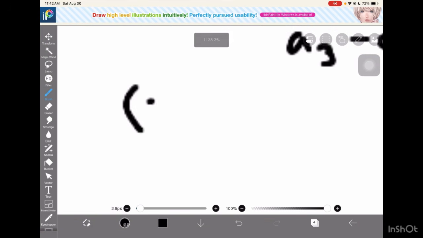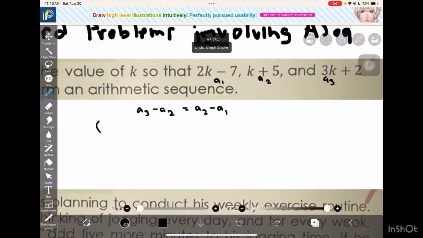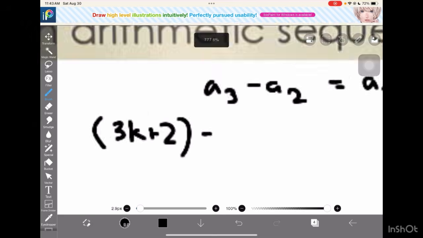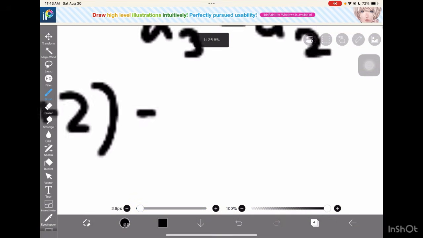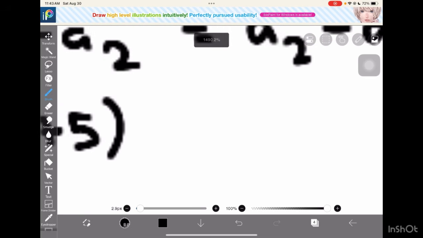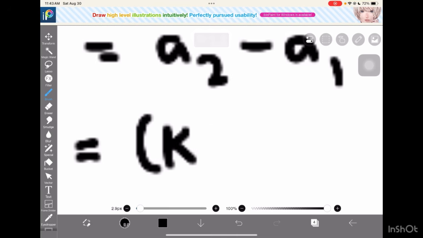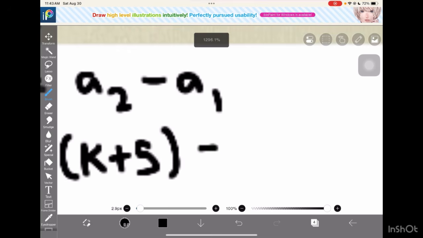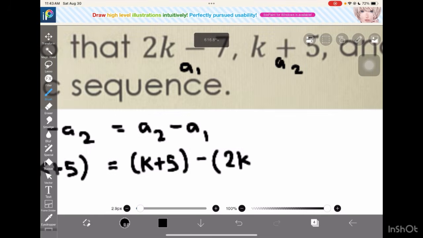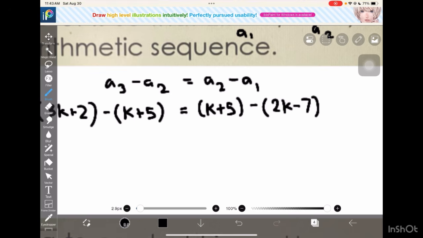We have 2k, a sub 3 is going to be 3k plus 2 in parentheses minus k plus 5, is equal to, so a sub 2, k plus 5 minus 2k minus 7. So let's evaluate this one.